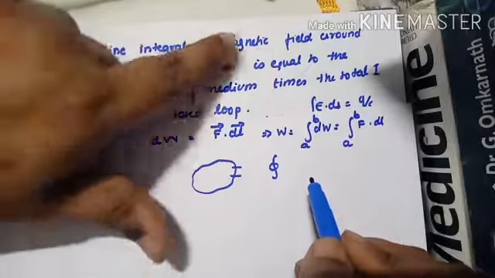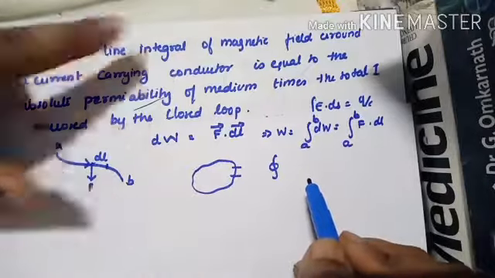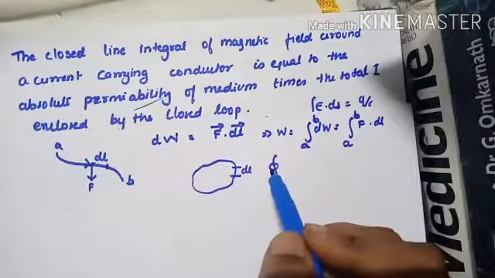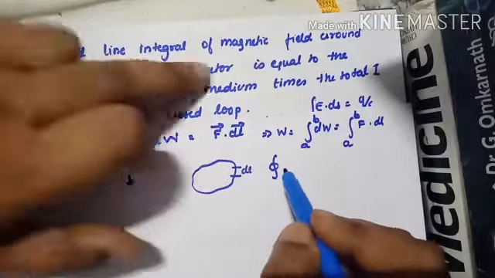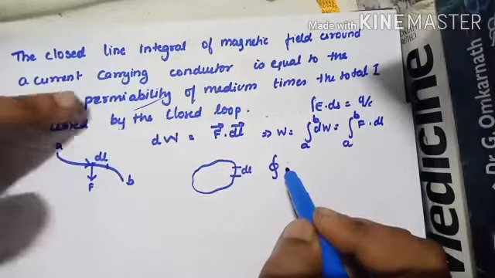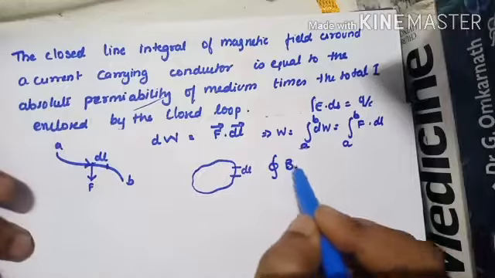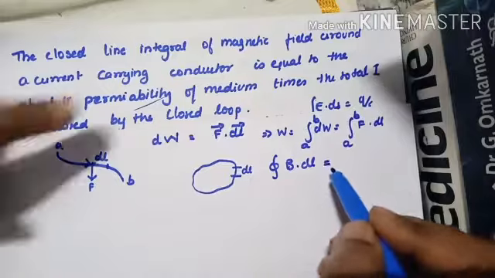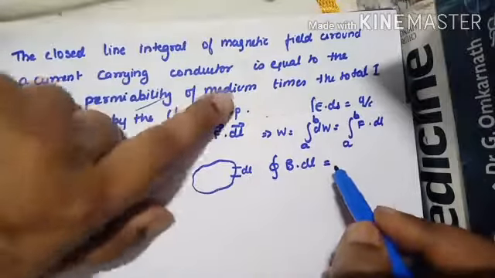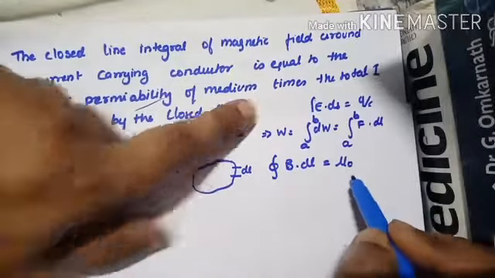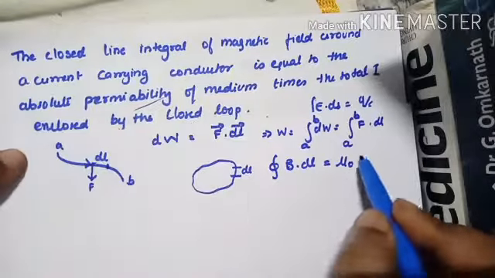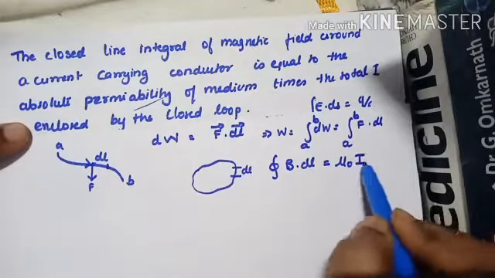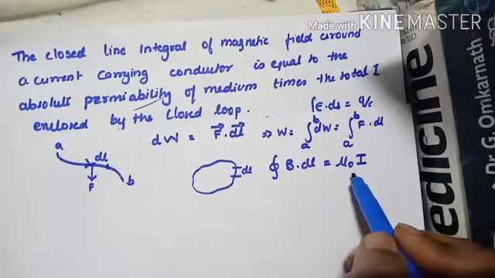Right. Now let's move on to the statement. The closed line integral of the magnetic field means you have to consider the line. How much will be the line portion? It will be dl. So the line integral of the magnetic field around the current carrying conductor, around a small element, is equal to the absolute permeability of the medium times the total current I, right? Total current enclosed by the closed loop. Let's say that current is I.